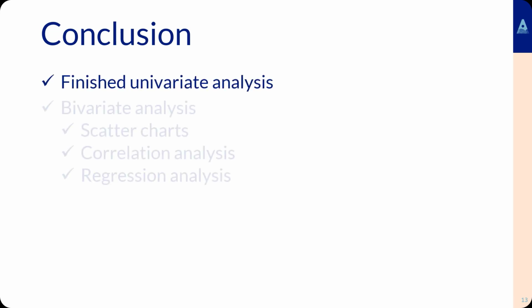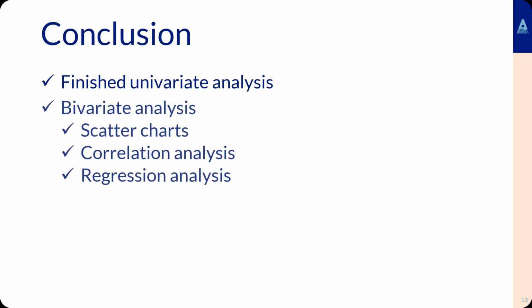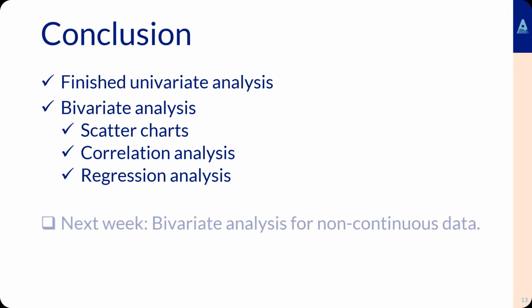So in conclusion for this week, we've completed univariate analysis. We've looked at bivariate analysis extensively: scatter charts, correlation analysis, and regression analysis. And we've one thing left to do in bivariate analysis. We want to look at bivariate analysis for non-continuous data. So we'll look at that after the midterm test.